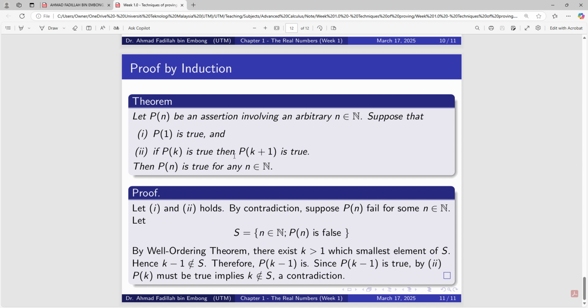So that's why, whenever we test for the first one, the base case, and we assume for k and prove that for k plus 1 it is also true, then we can imply it is true for any natural number. So that is a proof by induction.